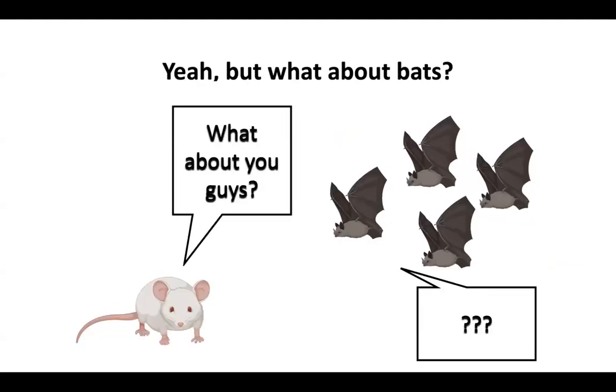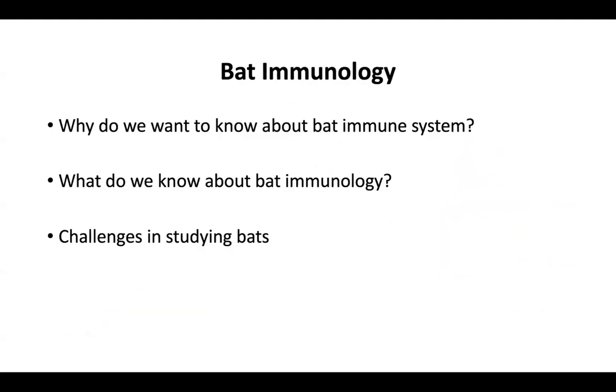So I talked a lot about these immunology techniques and what we know about the immune system, but these are all from mice. We're here for bats. What about bats? And this is where we're going to make a transition into bat immunology. To talk about bat immunology, I'm going to talk about three main things. Why do we even want to know about the bat immune system? Then what do we actually know about bat immunology so far? And then what are some of the challenges involved in studying bats?